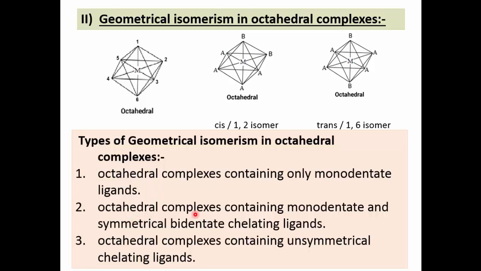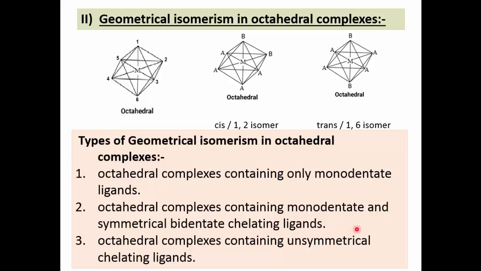Second type, octahedral complexes containing monodentate and symmetrical bidentate chelating ligands. We have just discussed monodentate ligands, which are coordinated through 1 lone pair of electrons. Symmetrical means same. Bidentate means 2 donor atoms. Chelating means they are forming a chelate. A heterocyclic ring is formed when these ligands are attached to the metal ion. That means the ligand which contains 2 same donor atoms is called a symmetrical bidentate chelating ligand.